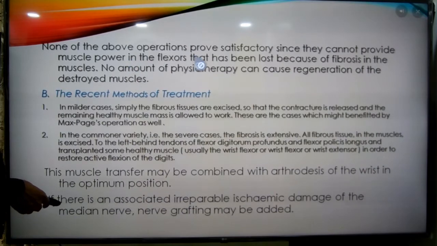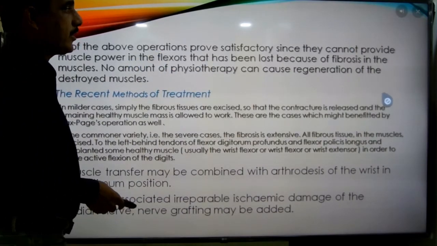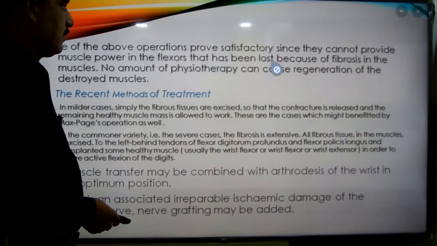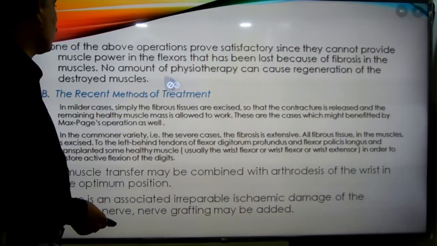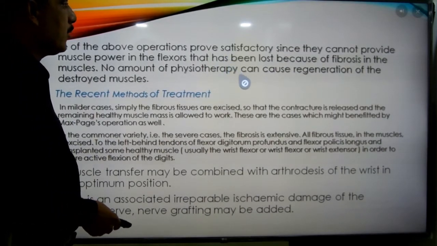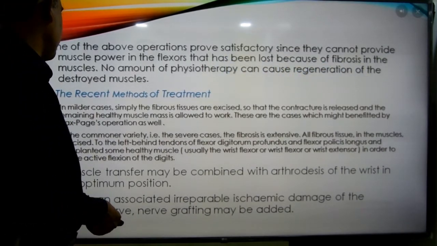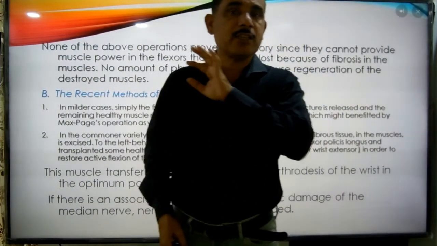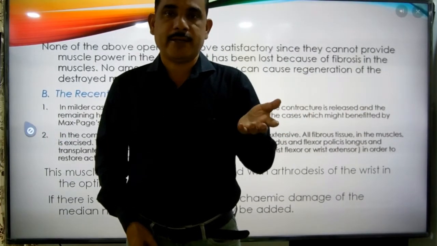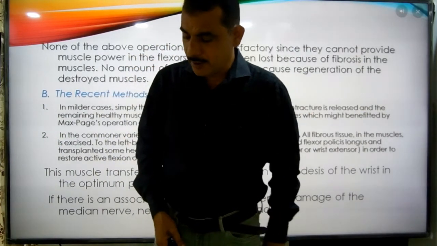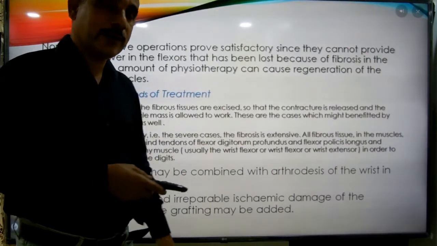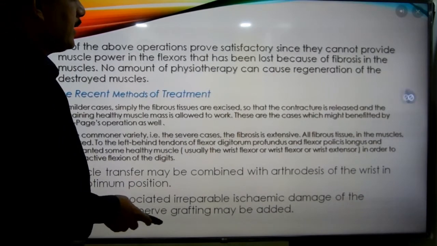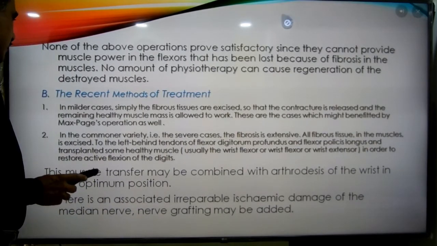None of these methods or operations prove satisfactory, since they cannot provide the muscle power in the flexors that has been lost because of the fibrosis. It means in this method you have seen there is no correction of the fibrosis. So that's why it doesn't provide power to the muscles which were damaged, and doesn't give satisfactory results. So that's why these are old methods which are not performed. No amount of physiotherapy can cause regeneration of the destroyed muscles.